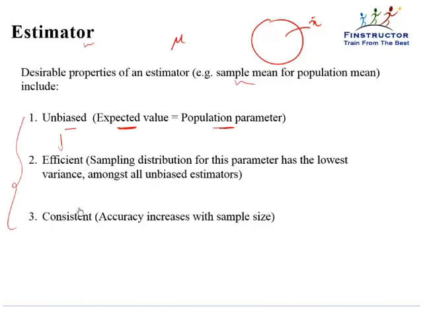And finally, a good estimator is consistent. That is, the accuracy of the estimator increases as the sample size increases. So these three properties are satisfied by the sample mean. So to estimate the population mean, we must use the sample mean. Remember, a good estimator is unbiased, efficient, and consistent. Expected value is the same as population, lowest variance amongst all unbiased estimators, and is consistent such that the accuracy increases as the sample size becomes large.